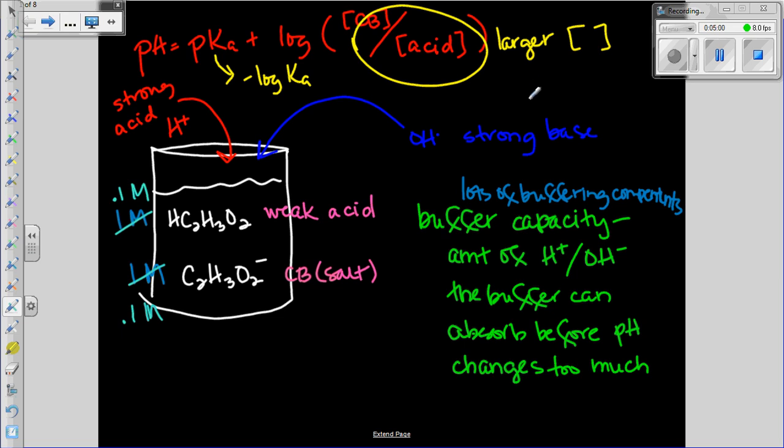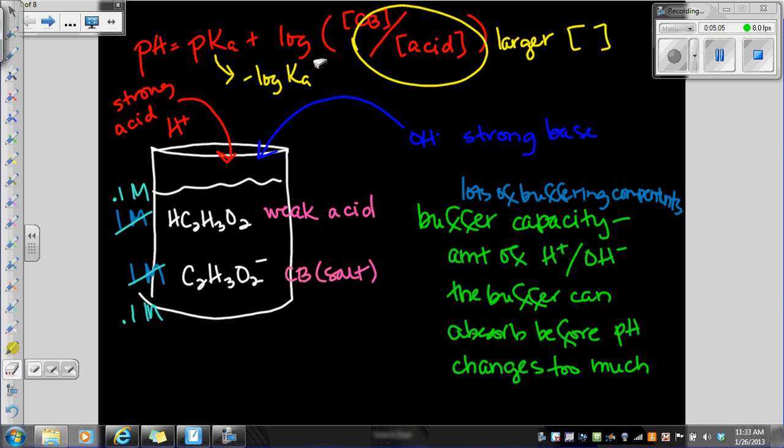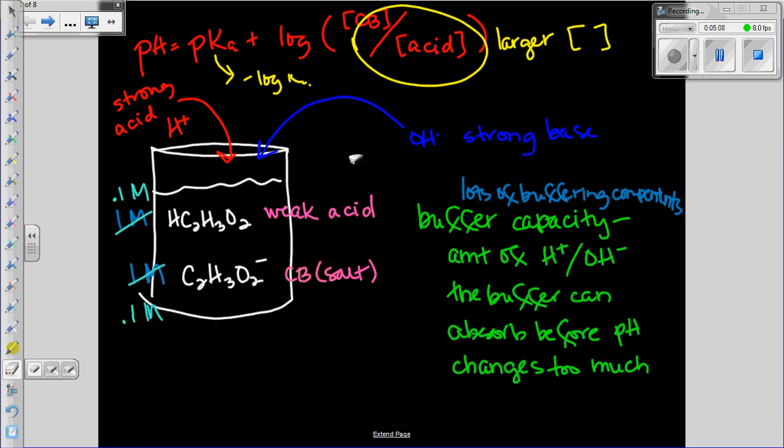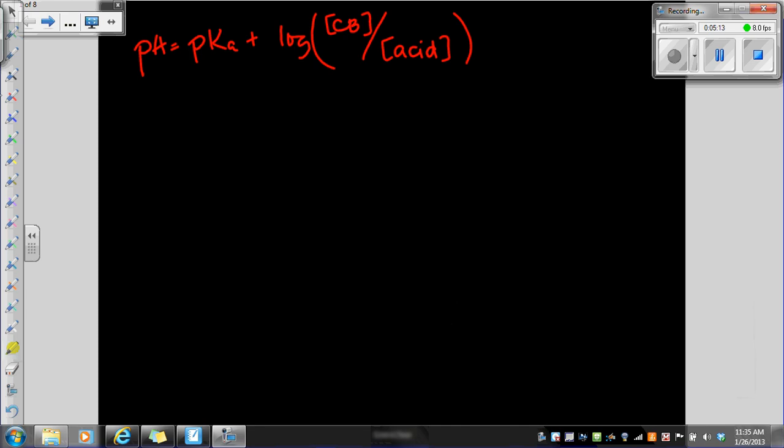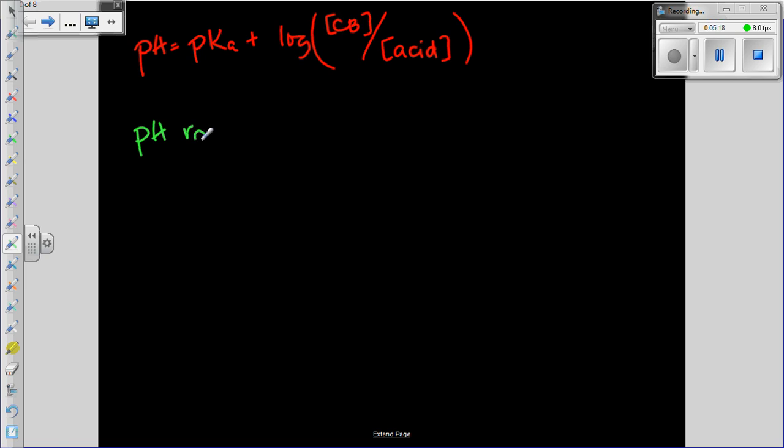So that's buffer capacity. Now what we want to look at is the pH range of a buffer. So what I want to do is clean this up, and then we'll talk about that. Okay, so now we're talking about pH range. The pH range for a buffer is that range in pH over which a buffer is effectively going to work. So, let's say this is our pH scale 0 to 14, and we've created this.